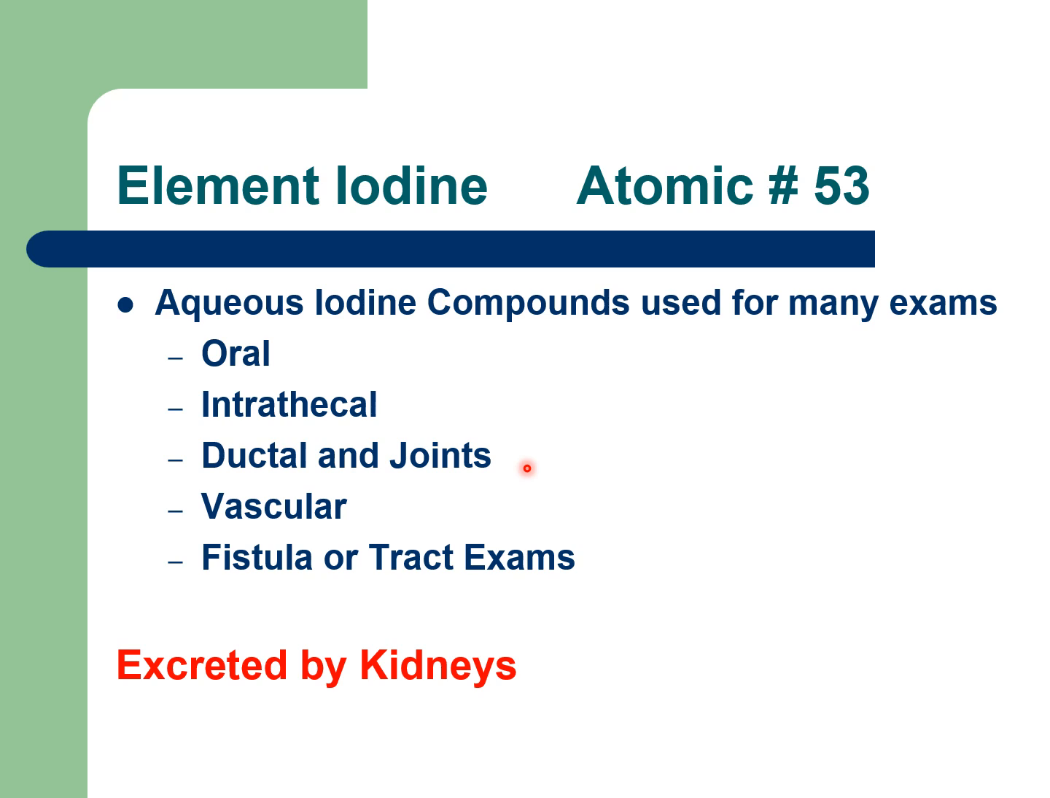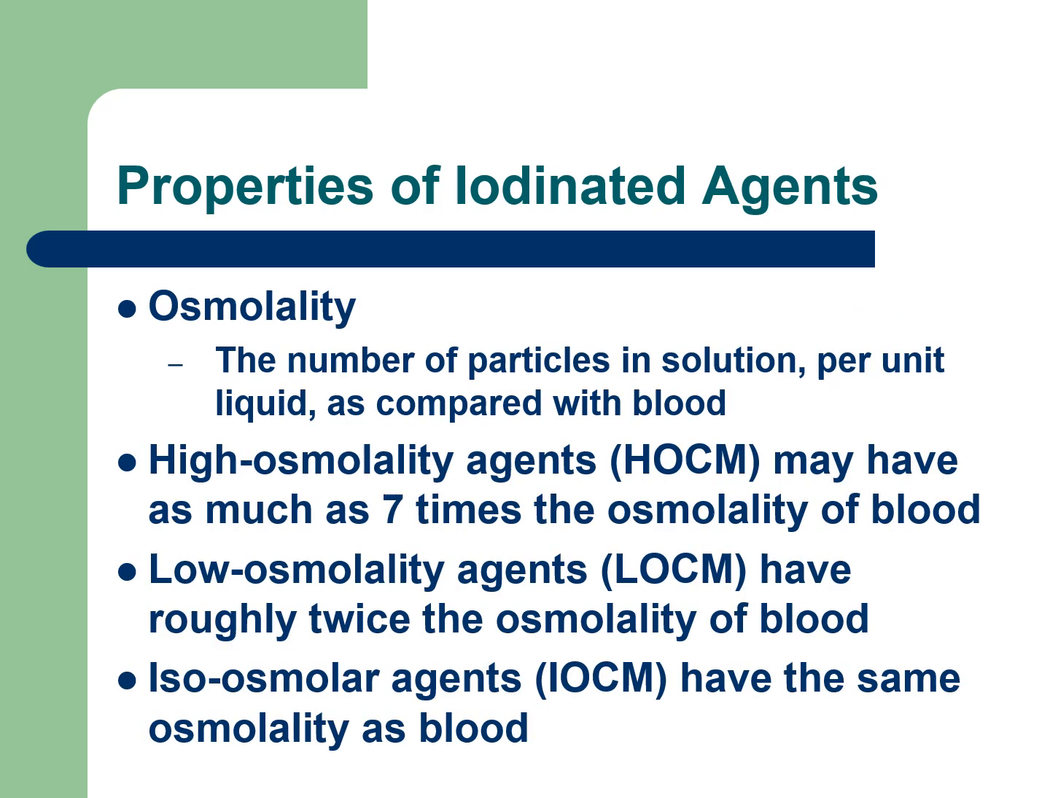Even though these are not CT exams, we can use iodinated contrast. In CT, we may do a fistula or a tract exam where we're trying to see if there's a blind passageway or a connection between two organs by that fistula. The fistula is just an abnormal passage or connection between two organs. And we certainly can use it in the vascular system to show any of the arteries or veins. Iodine is excreted via the kidney, which is why we have to be concerned over kidney disease if we're using iodine. Here are some properties of iodinated contrast agents.